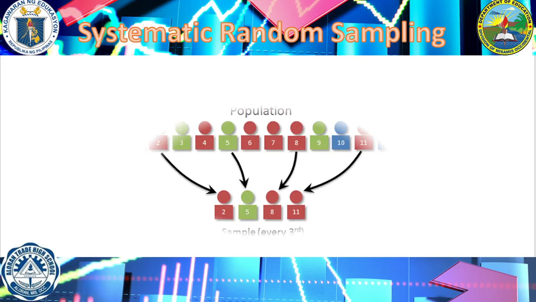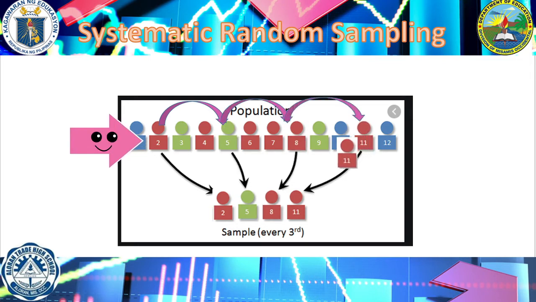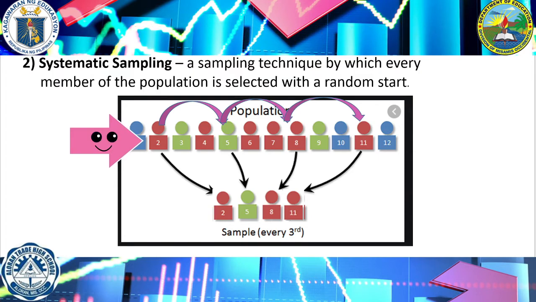Next is systematic random sampling. So suppose we have here a population. From a random start of 2, we get the next sample 5 followed by 8 and then followed by 11. So all of our samples in here, if you notice, we get our sample by every third from the random start of 2. This is an example of systematic random sampling, a sampling technique by which every member of the population is selected with a random start.